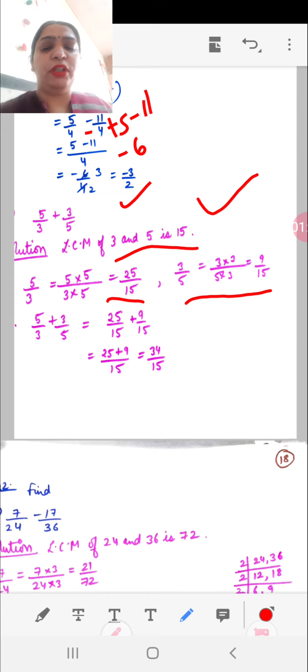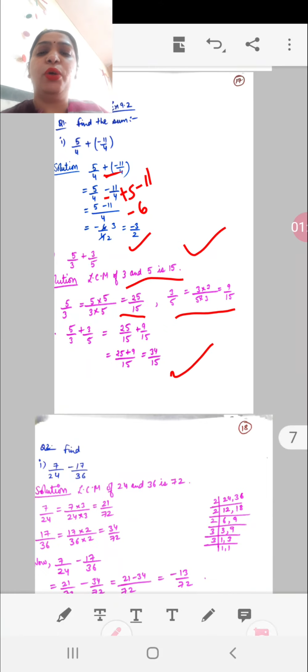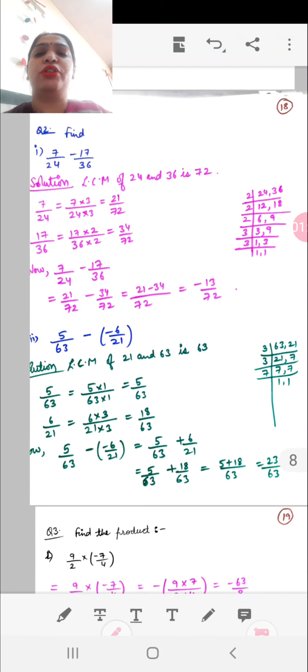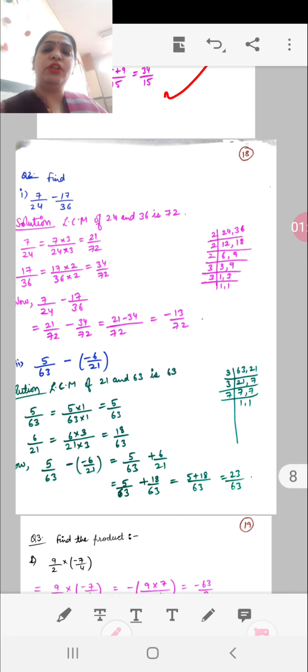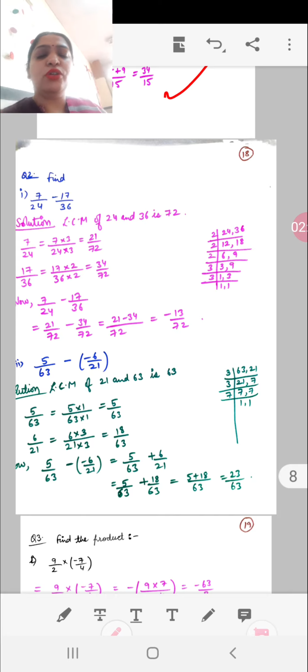Now 5 upon 3 plus 3 upon 5 is equal to 25 upon 15 plus 9 upon 15. Now 25 plus 9, the denominator is 15, so it is 34 upon 15. Next, question number 2: we have to subtract 7 upon 24 minus 17 upon 36. Their denominators are different again, so we have to calculate the LCM.